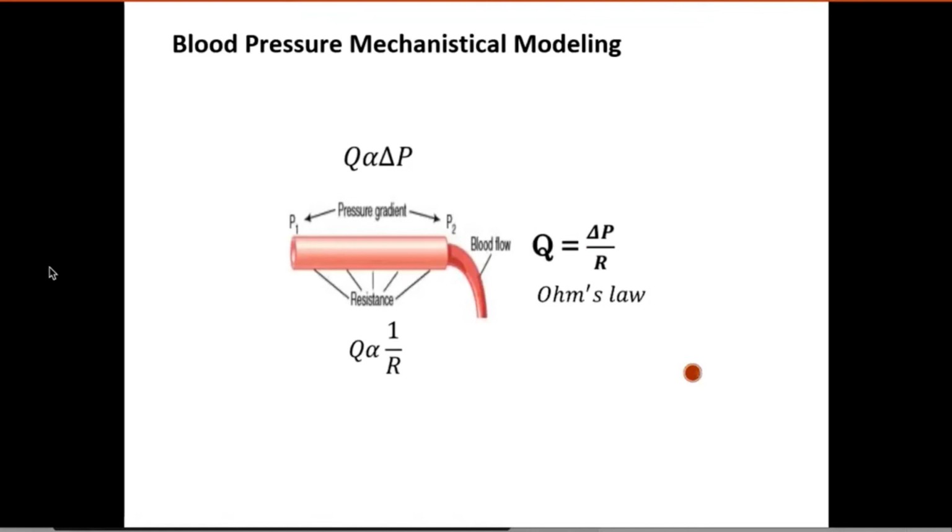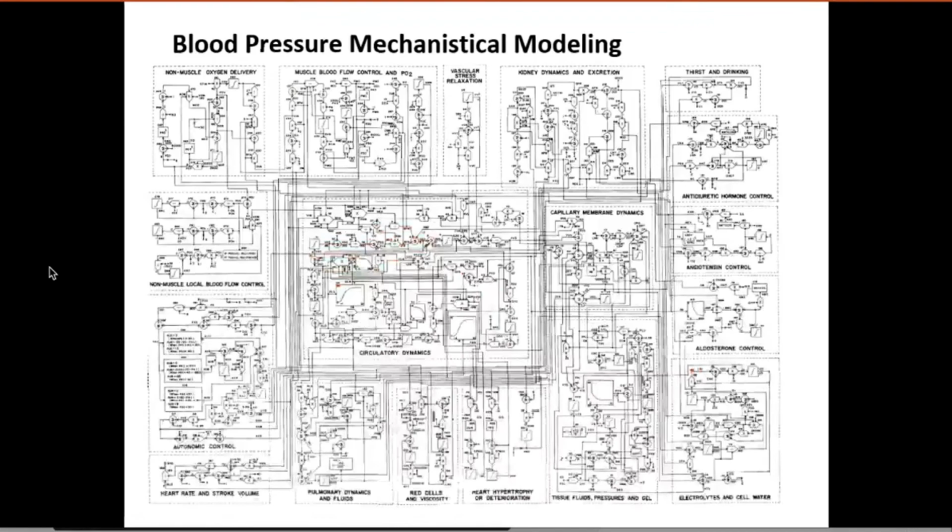But in fact, next slide, people have tried to model precisely the relationship between the different organs and the relationship that actually drives the value of the blood pressure. And this is, believe it or not, one of the simplest models used by teams who are working on mechanical models for the blood pressure. It's far more complicated than the very simple model I just showed you before.